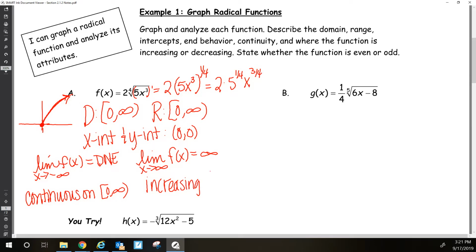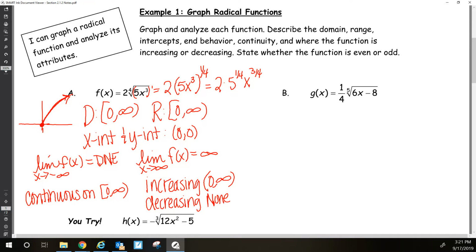Except for what can't I include for increasing? 0, right? Because at 0, we can't say we're either increasing or decreasing. It's a none of the above. Where are we decreasing? Never, right? It's always increasing, so no decreasing intervals.